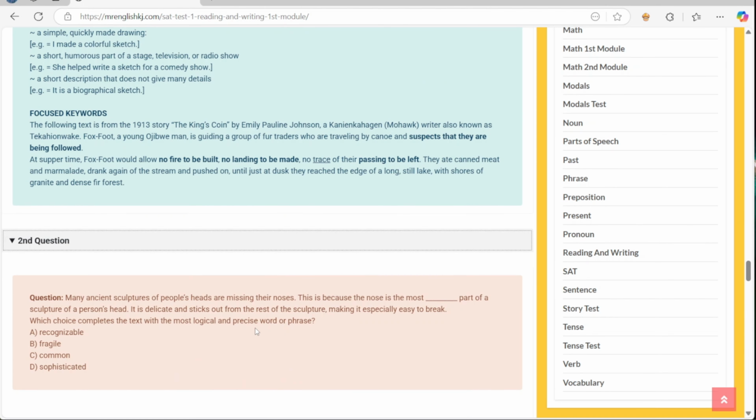Pause the video, read it, find the correct answer by yourself. Here it is talking about a sculpture, that in ancient times there were missing noses on sculptures. Why was that? We need to find the word that is more suitable here. What do you think? Recognizable, fragile, common and sophisticated. Which one should it be?